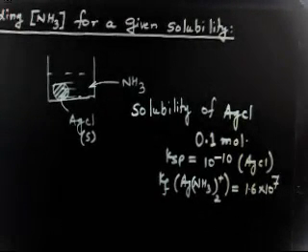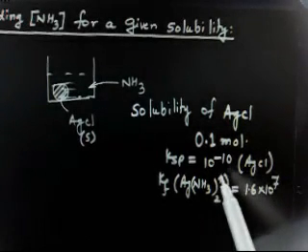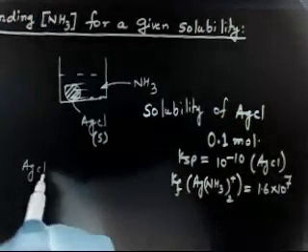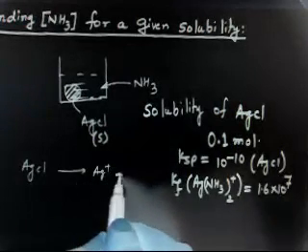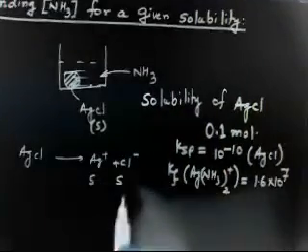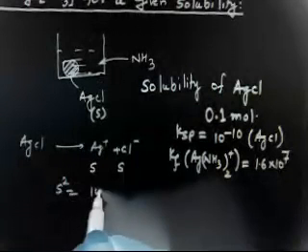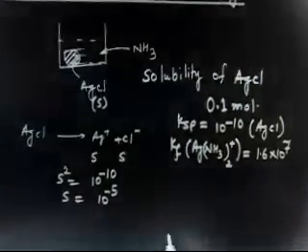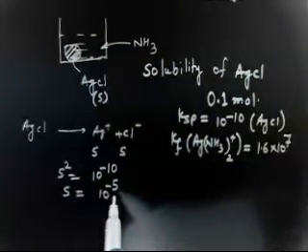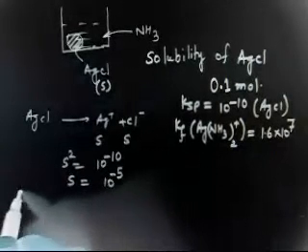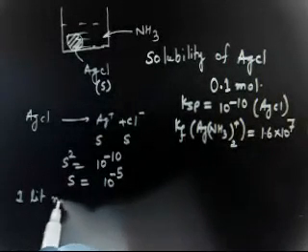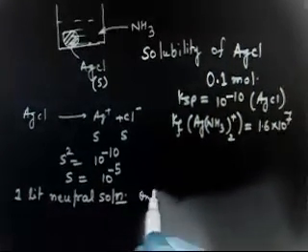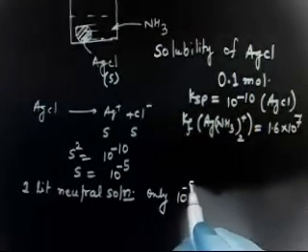You see, if nothing else should be there, what should be the solubility? Solubility will be very low. AgCl will dissolve into Ag plus and Cl minus, and if the solubility is S, then S square is 10 to the power minus 10, so S is 10 to the power minus 5 mole per liter. So in 1 liter of neutral solution, only 10 to the power minus 5 mole will dissolve.